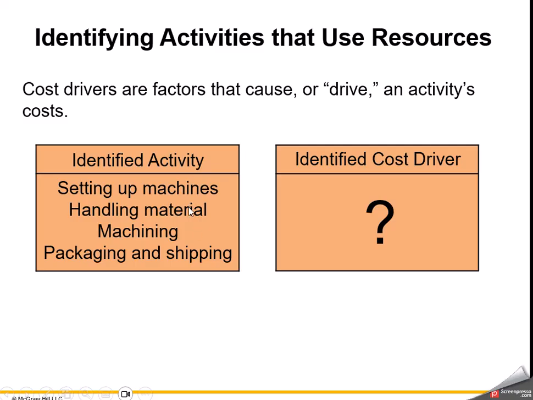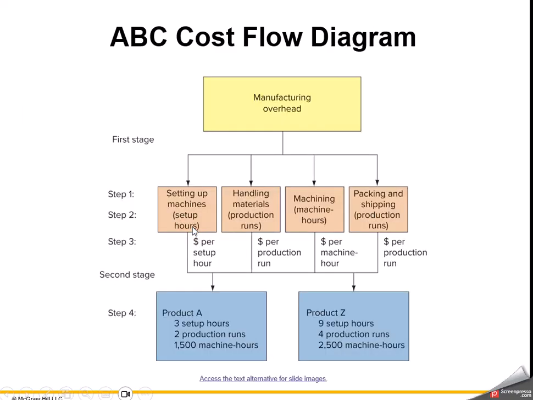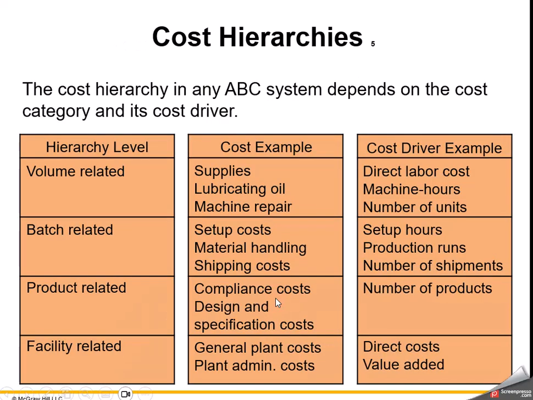So if we have these 4 different activities or departments, what would be those identified cost drivers? We're going to have it per setup hour for setting up the machine, per production run for the handling of the materials, machine hours for the machining, and then production runs for the packaging and the shipping. So then we would calculate 4 different rates, and then we would apply them to the product based on how they used them.